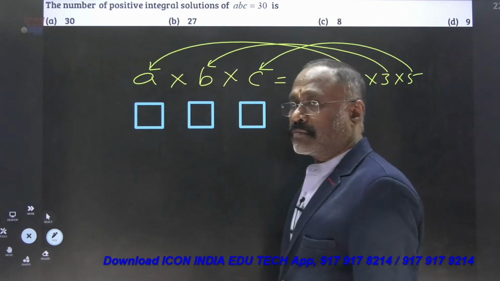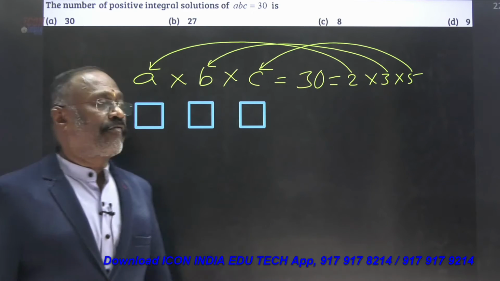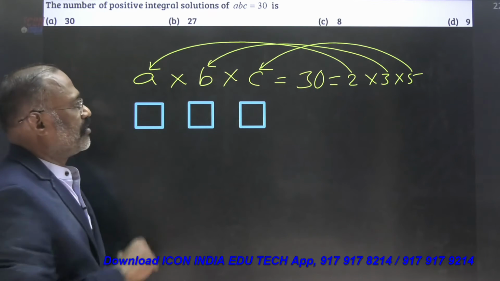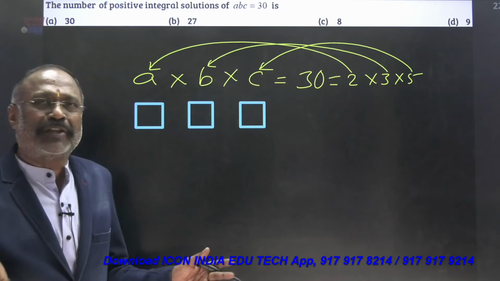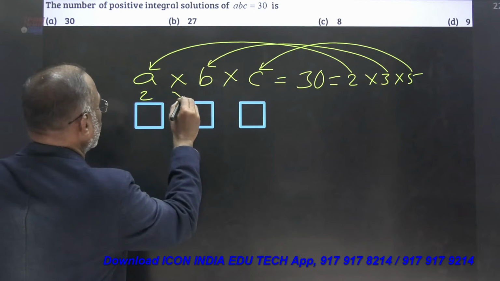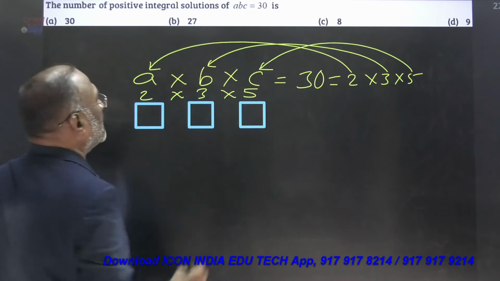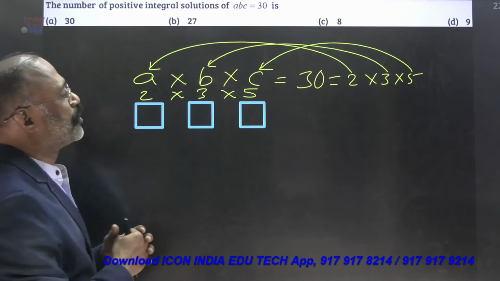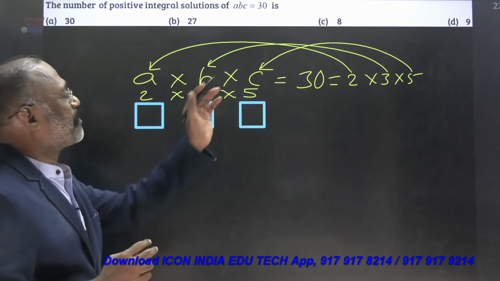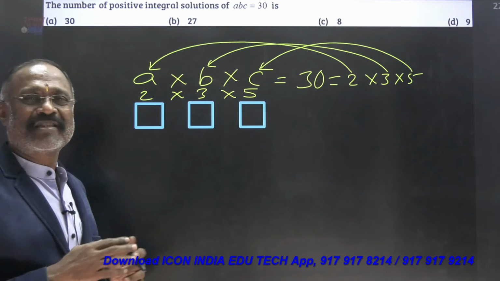That means those 3 places can be filled with the 2, 3, 5. That is one of the combinations you have to understand. This is one of the combinations. I gave you the example there. Like that, how many different combinations will be there to get the product 30 with different values for A, B, C. That's what it is.